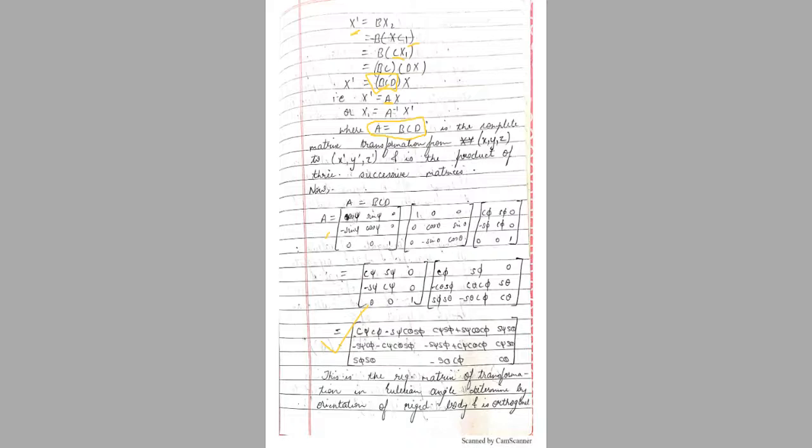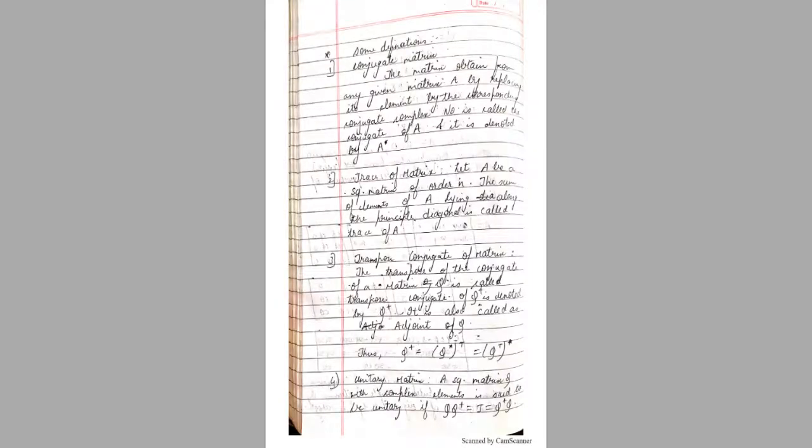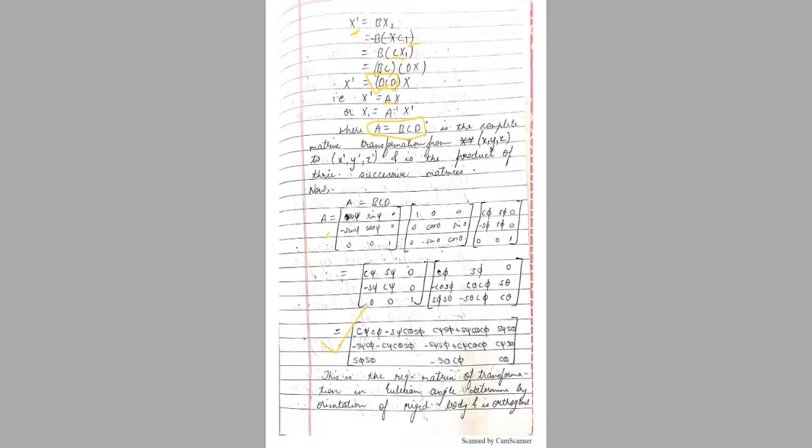When you solve it by yourself, you will find that this thing is really easy. So matrix A is nothing but this matrix, and this is the required matrix of transformation in Eulerian angles determined by the orientation of the rigid body. And this matrix is orthogonal. Okay, what is an orthogonal matrix? A into A transpose equals I, and A transpose into A is equal to I. So yeah, this is the required matrix.